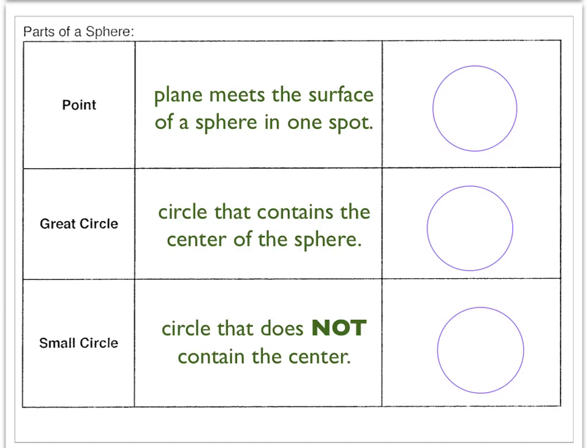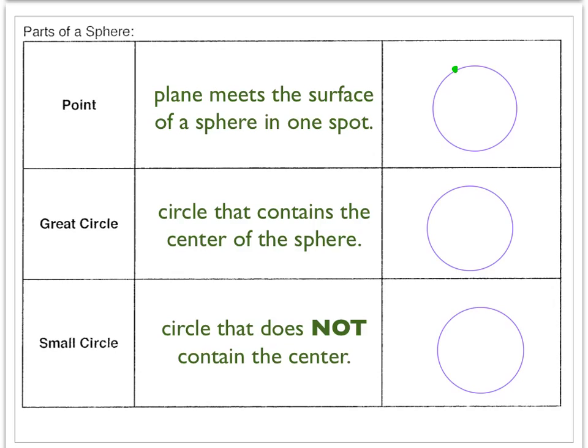The three sections of a sphere. When you think of a section, think of a plane, a two-dimensional plane, as if a sheet of paper was coming to cut through a sphere. So it can cut it one of three ways. The first way is a point. If the plane just meets the surface of the sphere in one spot, it's just going to slice it in one spot.